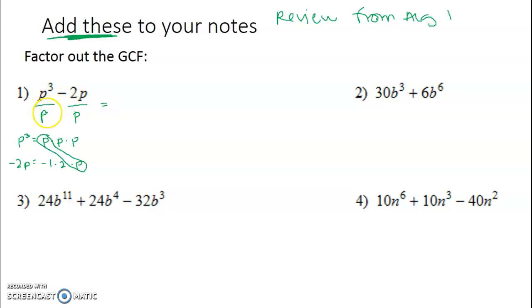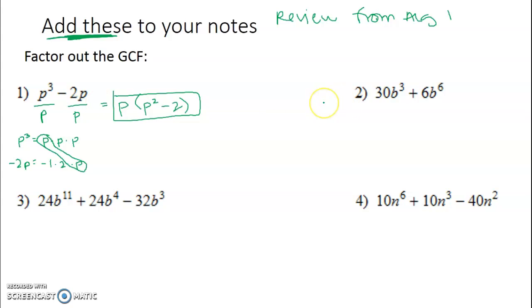When I do that, p cubed divided by p is p squared. Negative 2p divided by p is negative 2. This is my final answer. It is equivalent to that.